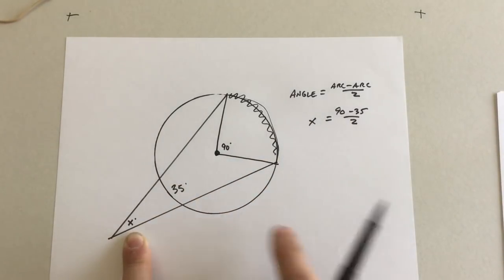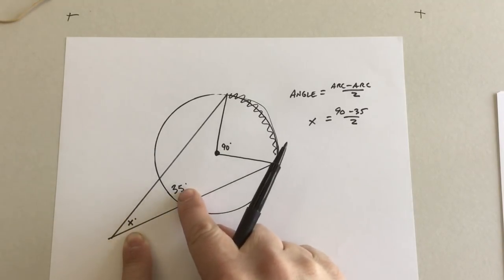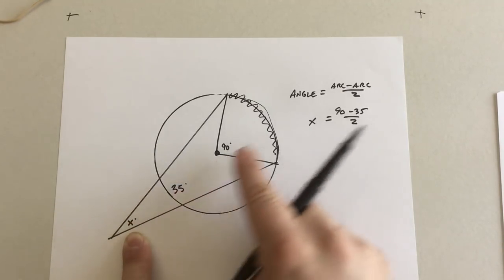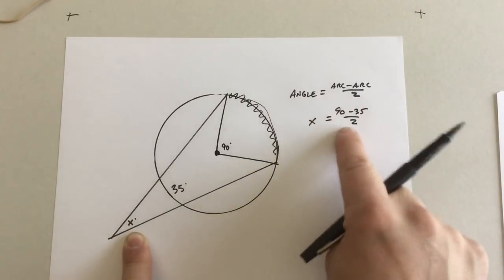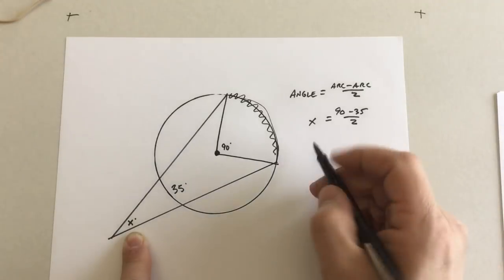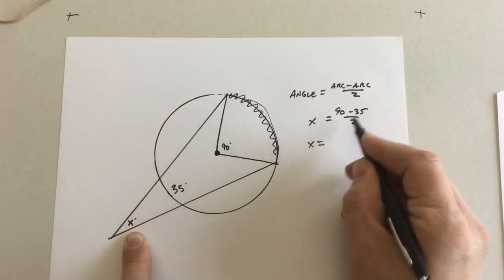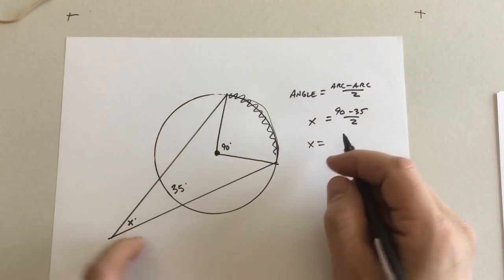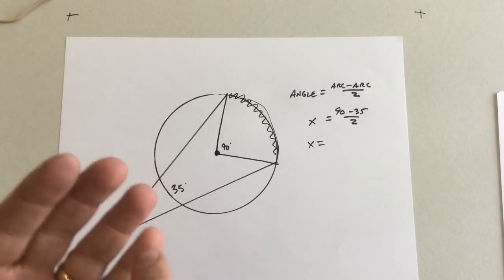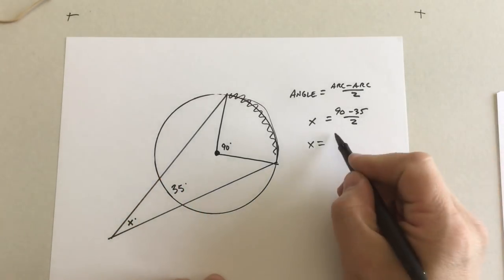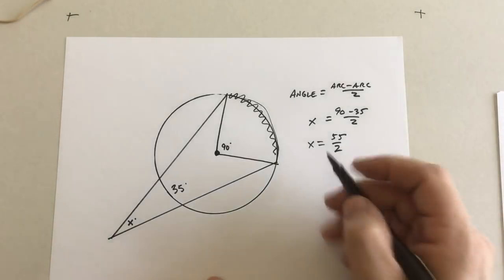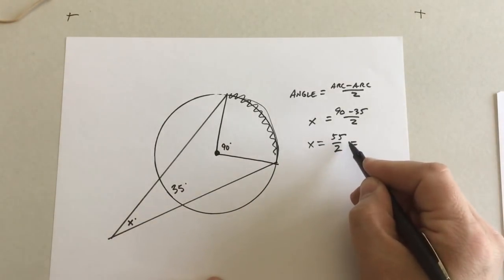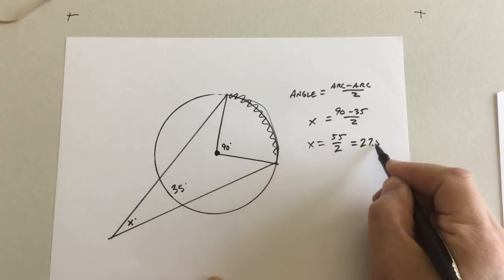That's your setup. Now, they might give you the number. They might say this is x. Or they might give you these numbers and say this is x. No matter what's going to go on, you're still going to set this up and put the x where necessary. So this one's an easier one. So 90 minus 35, let me use my fingers really quick. 1, 2, 3, 55 over 2, I think. Yeah, I think that's right. And then 55 divided by 2, that's 27.5 degrees.